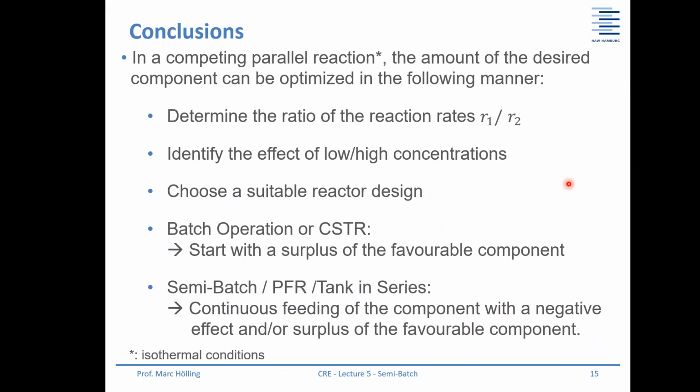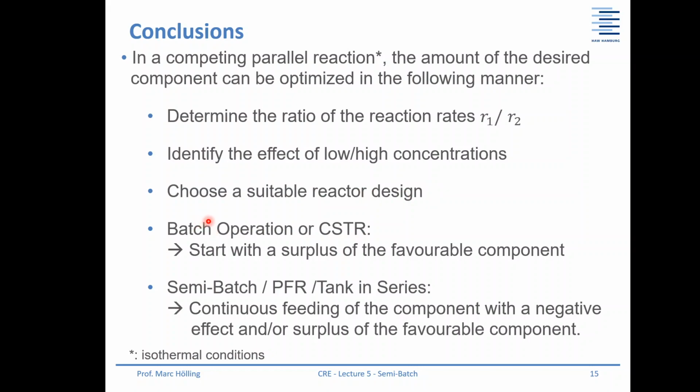Okay, so what I wanted to show you is what to do if you have a competing parallel reaction. Right now we just look at isothermal conditions. If you have an isothermal reaction with a competing parallel reaction, then what is the procedure? I would recommend you determine the ratio of the reaction rates and then identify the effect of low or high concentrations. Normally it's quite easy to see what should be high and what should be low to get a good ratio. And then it depends on what kind of reactor you want to operate.